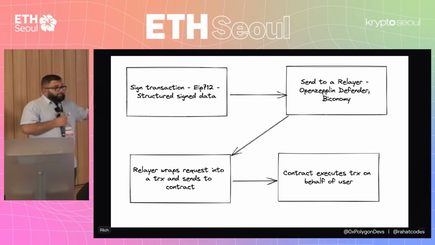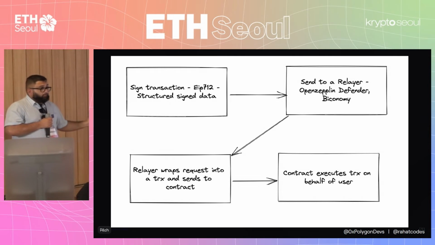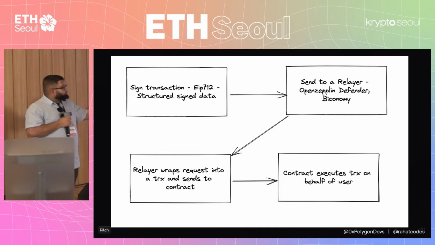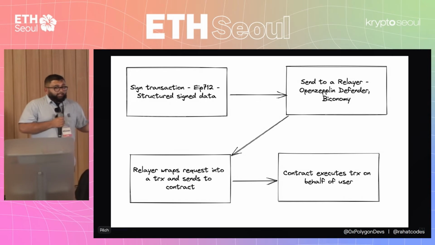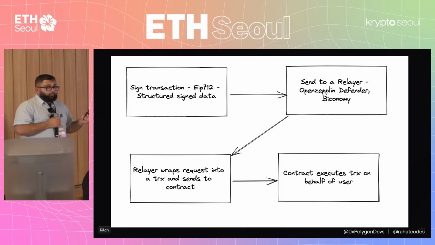That relayer is going to take the inputs from your signed data as well as some loaded up Matic and send that transaction to the contract to be executed on the user's behalf. Now, let's say you're minting an NFT. You have an actual free minting NFT experience with someone who doesn't have to pay anything to mint, someone who doesn't have to pay any gas to mint.